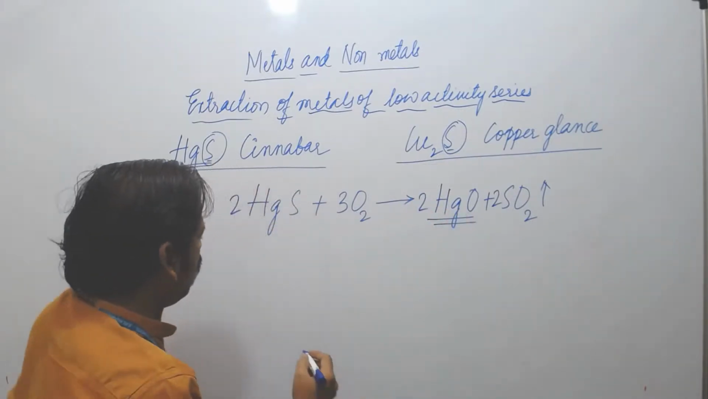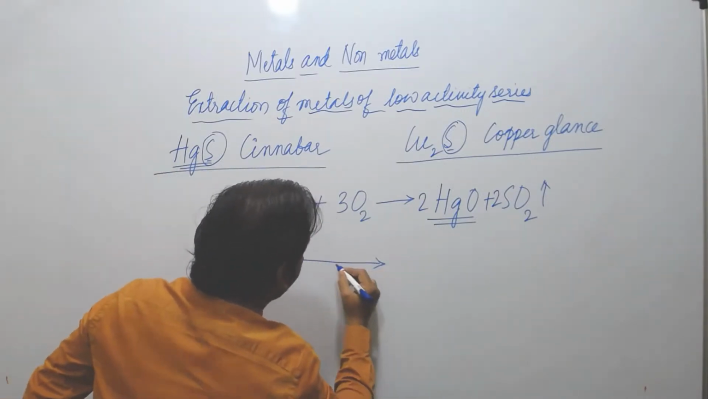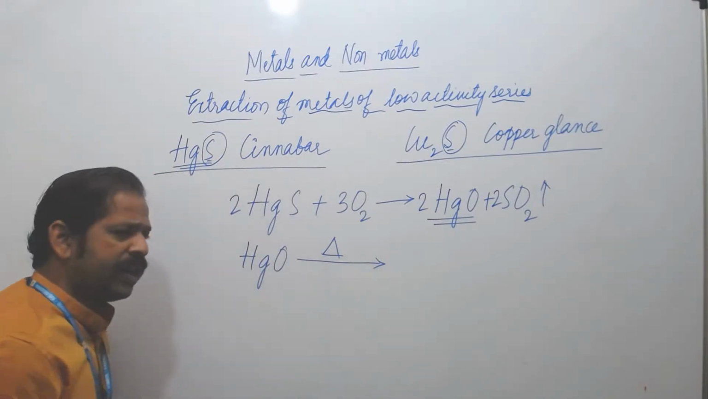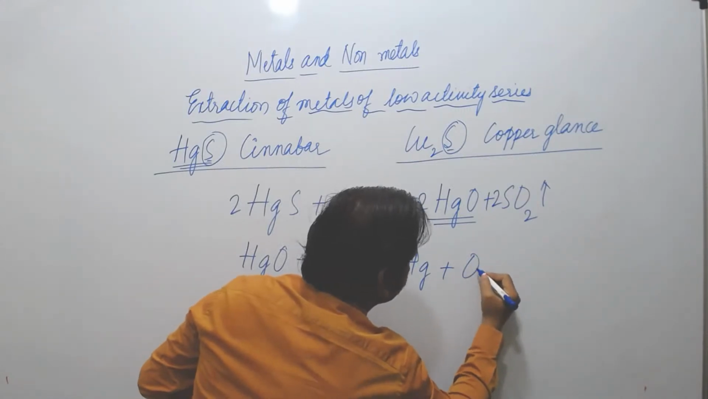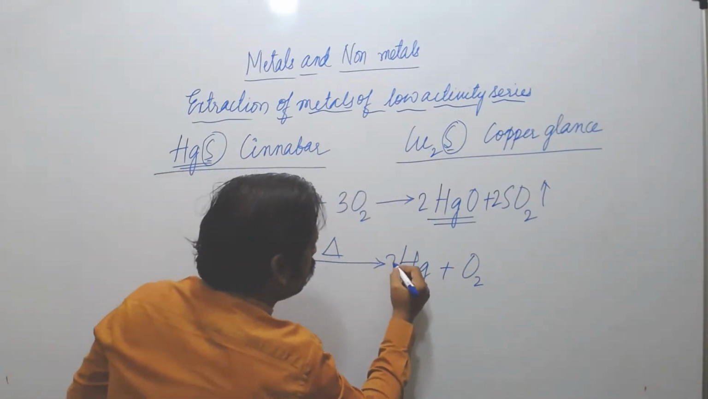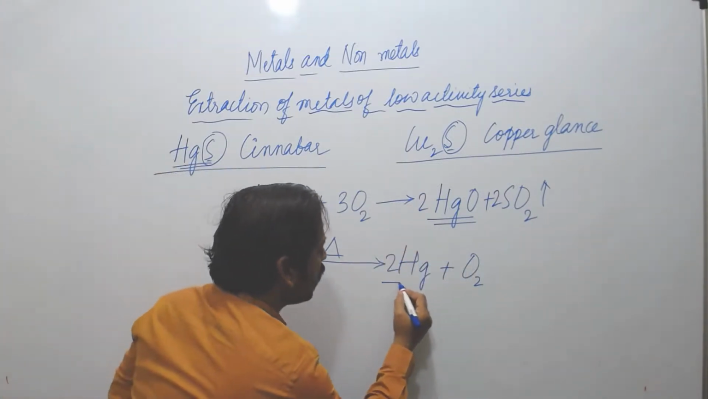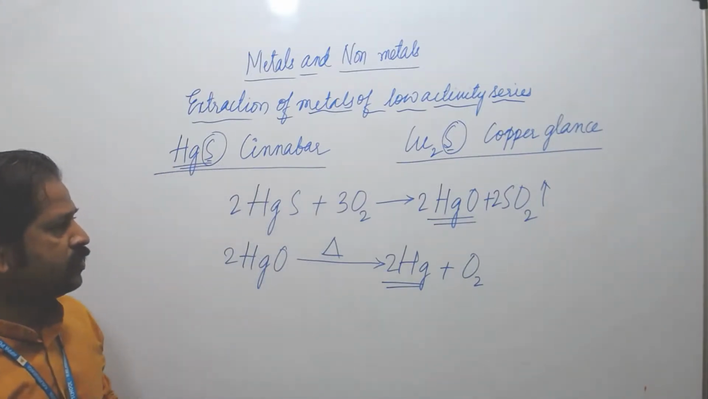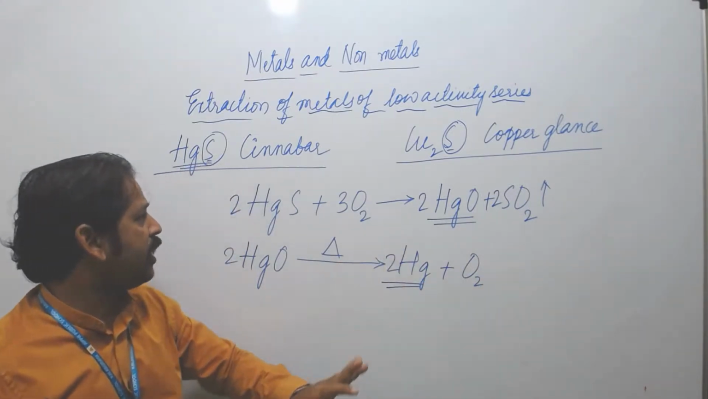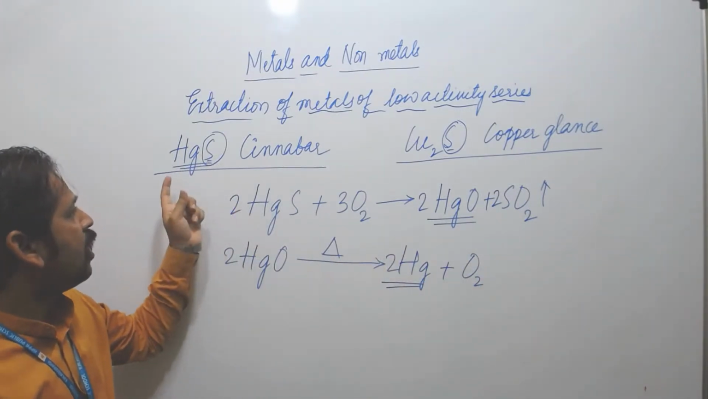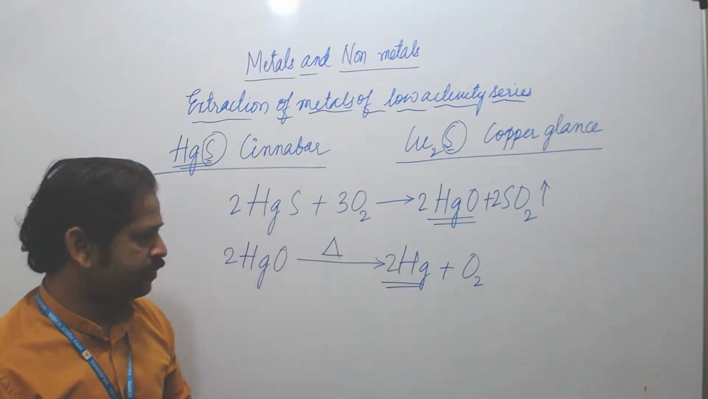This mercury oxide, if you heat it, you'll get mercury and oxygen. So mercury is available, but it will not be pure, it will be impure mercury. Okay, this is about cinnabar, how to extract mercury from its ore, that is cinnabar.